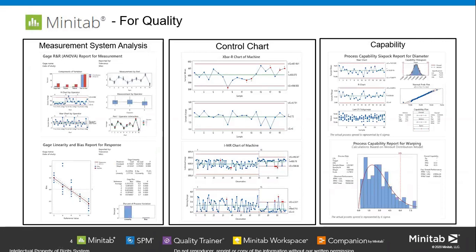Okay, so Minitab will be your partner in your analytic journey since we have a comprehensive set of statistics for data analysis. For example, on the quality side, we have measurement system analysis, a case study where you want to study accuracy and precision. Then we have control charts where you want to study whether the process is stable or not stable. Once your process is stable, you go on to assess your capability. Is it capable or not capable?